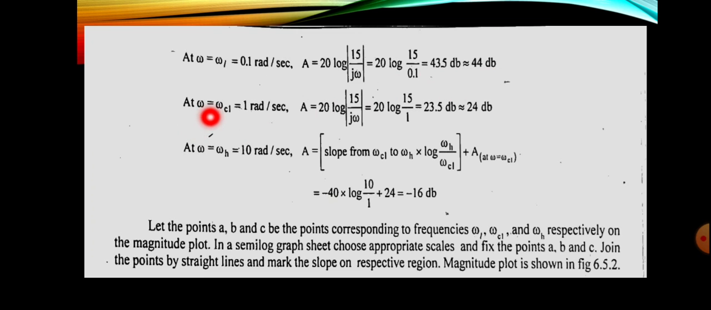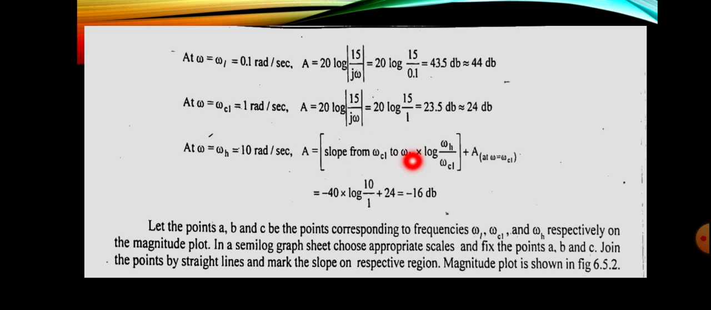Next we take the corner frequency omega equal to omega C1, that is 1 radian per second. For finding the gain, we use the same equation, 20 log 15 by j omega, which is approximately equal to 24 decibels. Next we take the highest frequency, 10 radian per second. For that, the gain will be A equal to the slope from omega C1 to omega H into log omega H by omega C1, plus the gain at omega equal to omega C1.